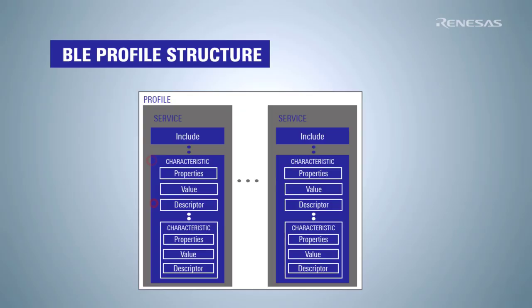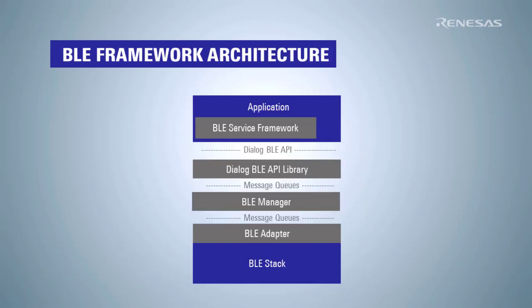Characteristics have descriptors, which provide extra information or configuration, such as enabling notifications or giving the characteristic a human readable name. Now let's see how the Bluetooth Low Energy framework works in Renesas systems.